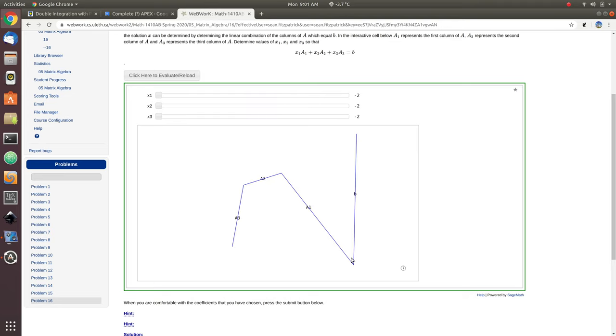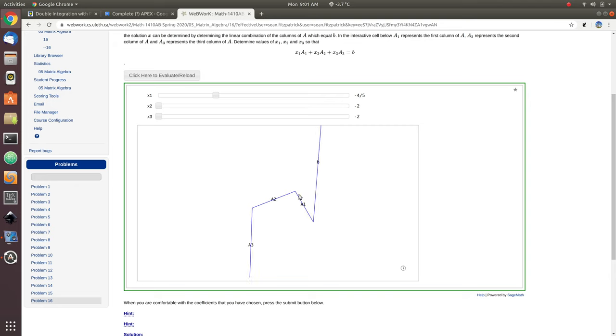So the idea here is that this is the vector b right there. Here's the vector a1, a2, and a3. Except right now, this is actually minus 2 times a1, minus 2 times a2, minus 2 times a3, right? And these sliders up here adjust those values. So we can change the value for a1, like so. And now you see that the vectors have been redrawn, right?